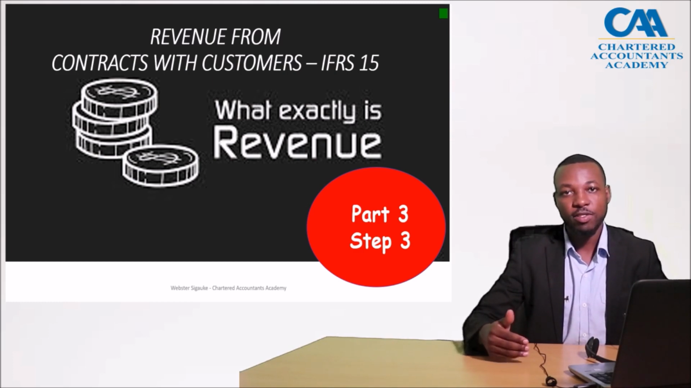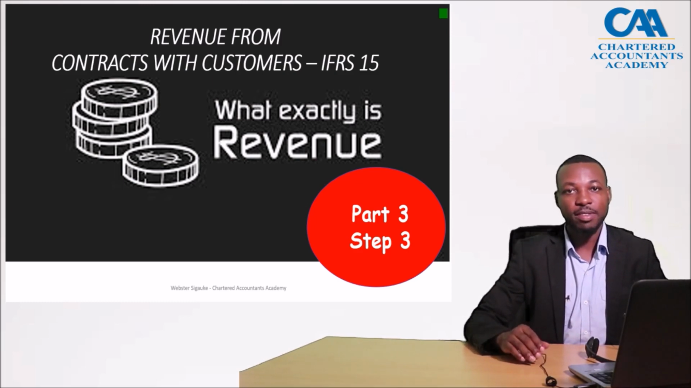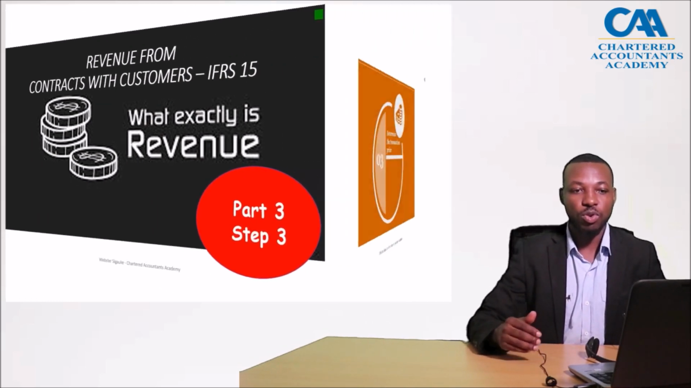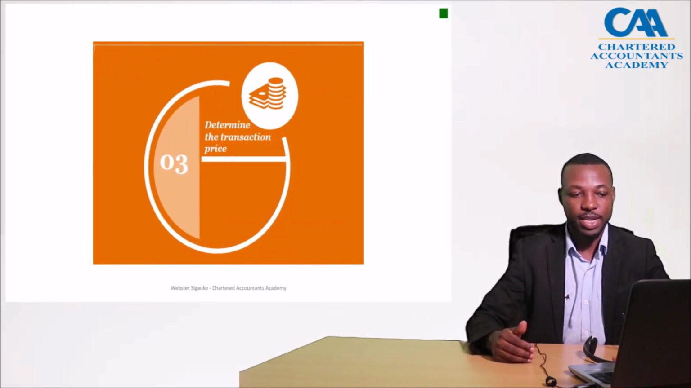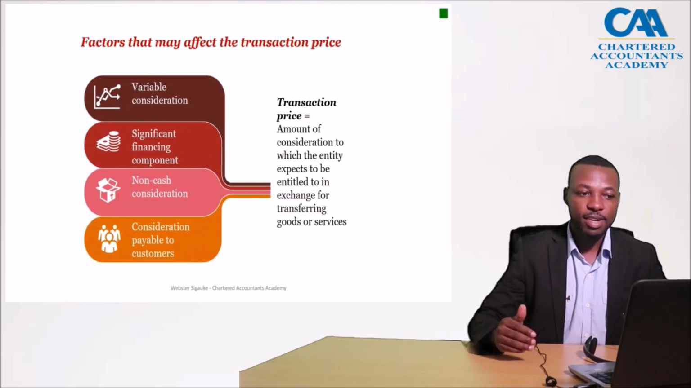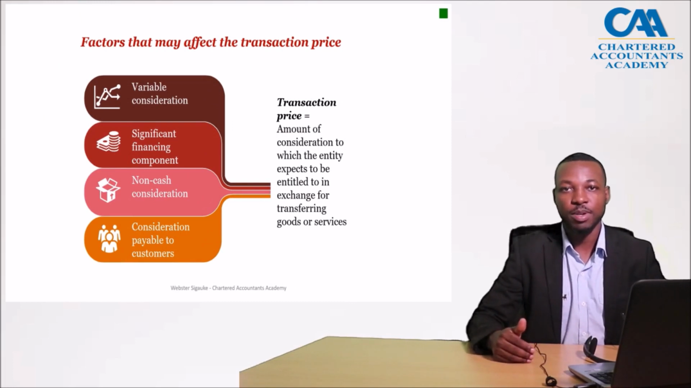So at this point, we are assuming that you have already identified a contract and you are able to identify the separate performance obligations. So we now want to jump to stage 3 of the 5-step model, which is basically the determination of the transaction price. So how do you know the transaction price which you're supposed to be dealing with? When you talk about the transaction price, the standard says there are certain factors that you need to consider.